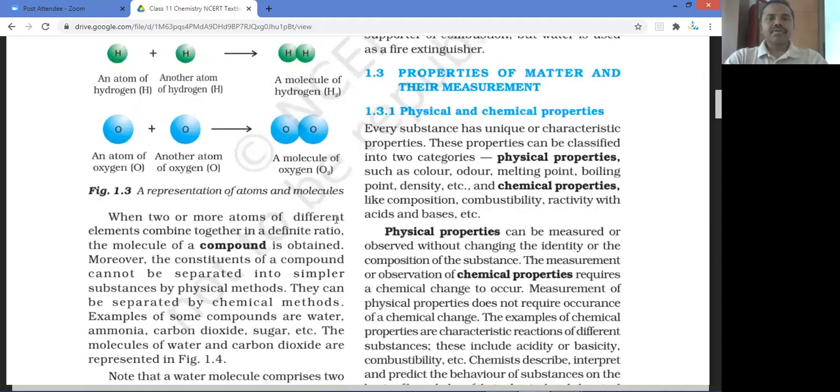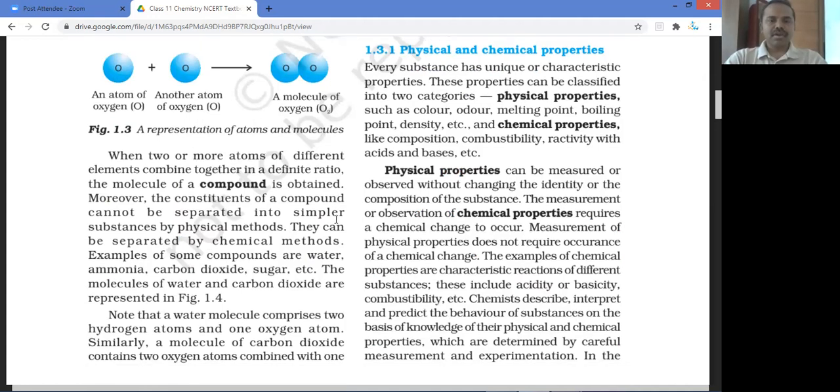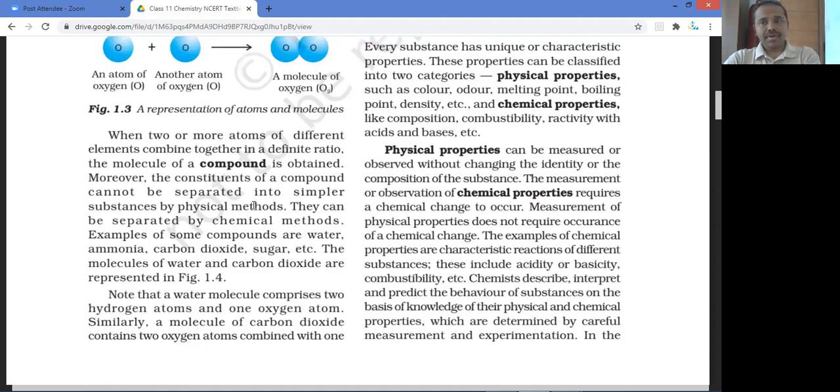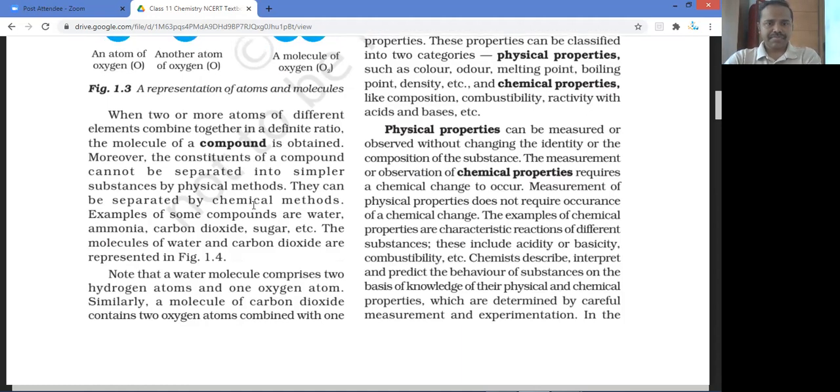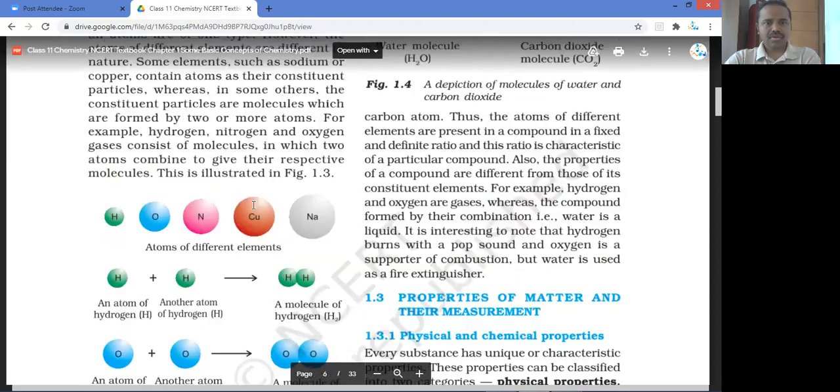Now when 2 or more atoms combine, a compound is obtained. Moreover, the constituents of a compound cannot be separated into simpler substances by physical methods. They can be separated by chemical methods. So you understand compound, right? A chemical reaction takes place, so we can't physically separate them.